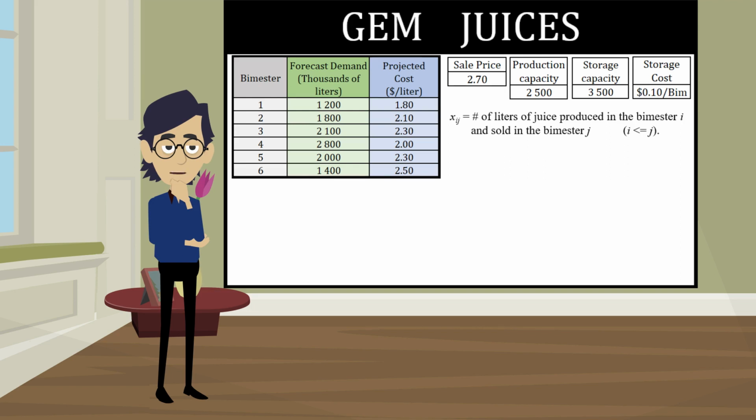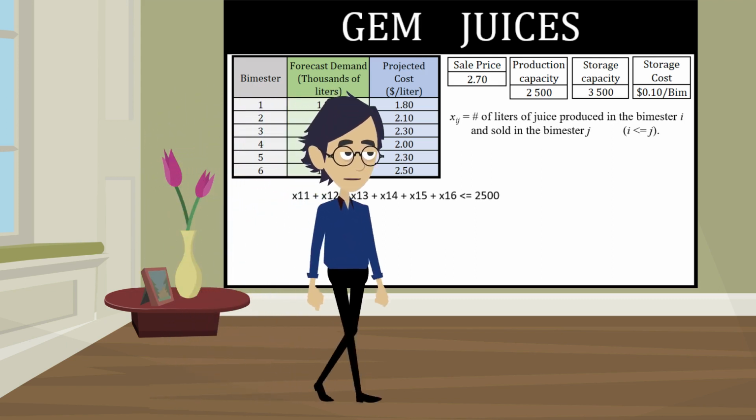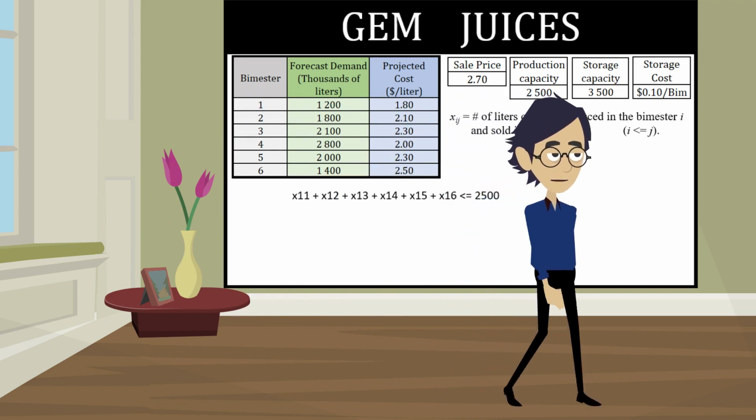Our production capacity is 2,500 liters per bimester. Therefore, in the first bimester our production must be less than or equal to 2,500. This constraint can be formulated with the following expression. In the same way, we express the other constraints on our production capacity.